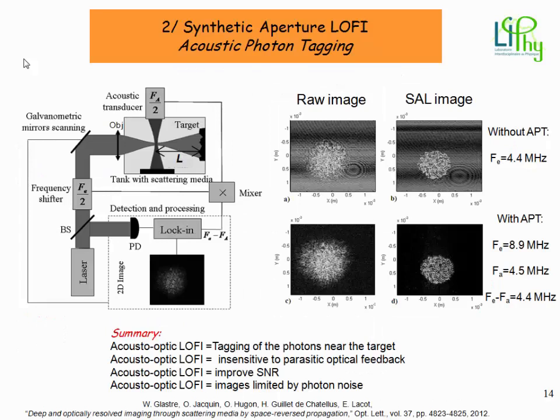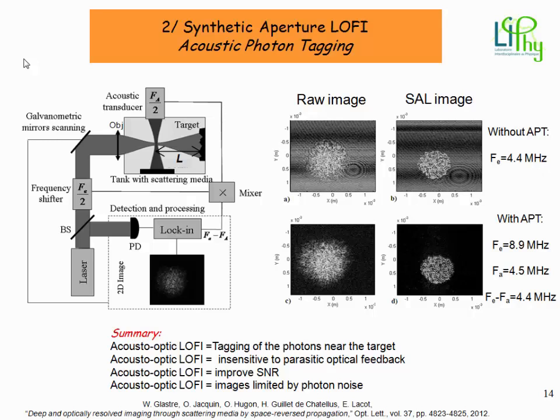So to reduce the effect of parasitic optical feedback, we use the setup which is shown here. Indeed, in order to reduce the unwanted reflection coming back from the different optical elements of the target, we have used acoustic photon tagging. With acoustic photon tagging, we are able to eliminate the parasitic optical feedback coming back from the different optical elements of the target. And by this filtering, we are able to reach the shot noise limit, and therefore we are able to see objects at a deeper length inside the turbid medium, for example.